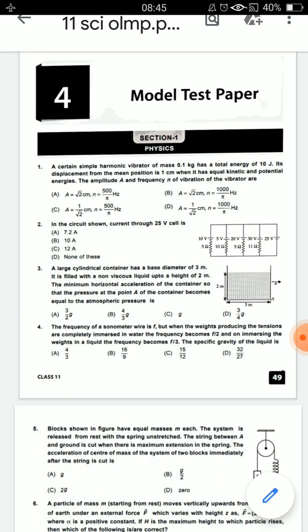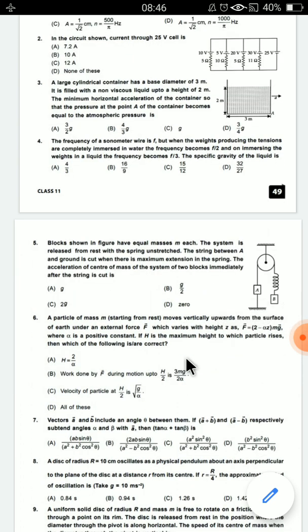So we can know that the specific gravity of the liquid will be calculated by the tension in air and water. So 3 threes are 9, and then it will be 36 minus 27, equal to 9. So we know that the specific gravity of the liquid will be 32 by 27. So option D will be the answer.